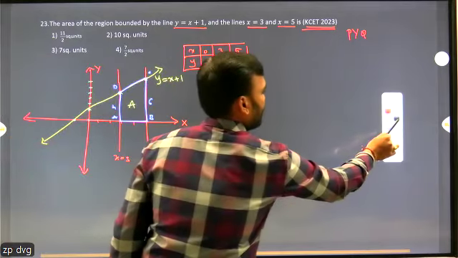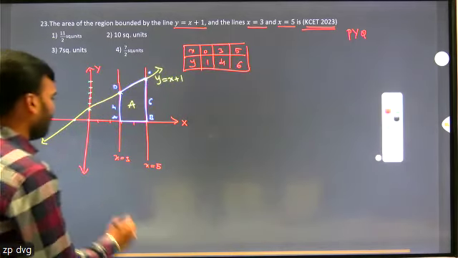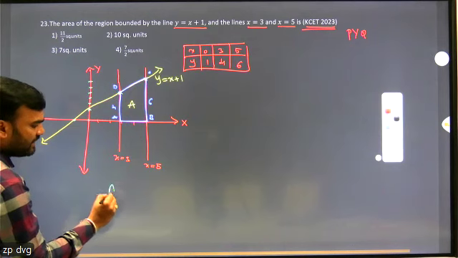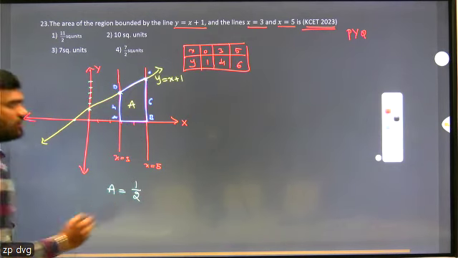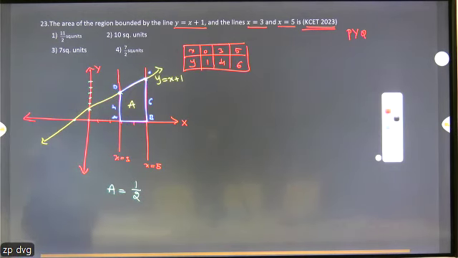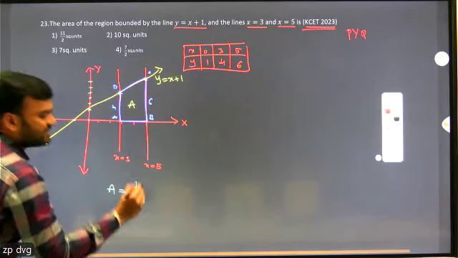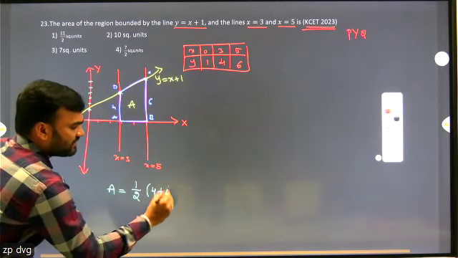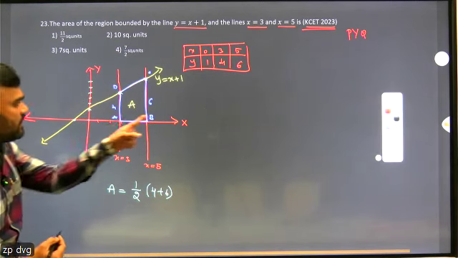y is equal to 4, y is equal to 6. Now what we have to find out is the required area. Area is equal to half into sum of the parallel sides. Sum of the parallel sides means 4 plus 6, into the distance between the two parallel lines.